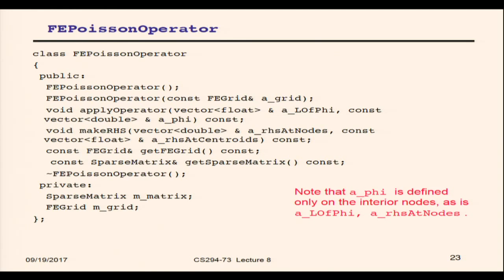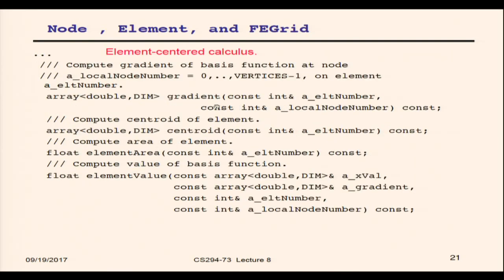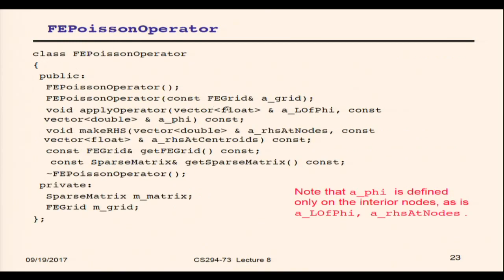Now, this is what you will be implementing. FE Poisson operator has a default constructor, has a constructor that sets its FE grid. It knows how to apply the operator, and I use kind of the notational conventions from before. Here's the right-hand side. When I want to apply the operator, here's the output, here's the input. It doesn't change FE Poisson operator to apply an operator to something. Make right-hand side, if I give it the right information, right-hand side at nodes, right-hand side at centroids, it does it. You can get the FE grid. I've stored it somewhere, I can get it back again. And I can also get the sparse matrix if I need it.